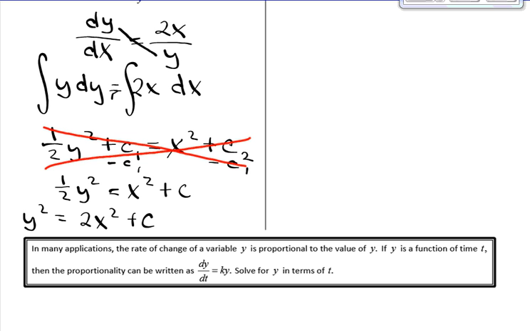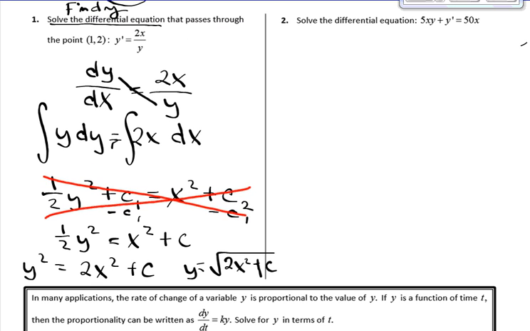Now, those two plus c's are different c values, but that's okay. And then finally, we would take the square root of both sides to get the square root of 2x squared plus c. Now, I want to mention something here because you notice that I didn't put the plus or minus sign here. That's because we know that this differential equation passes through the point 1, 2. So our y value is going to be positive. Therefore, the solution to our differential equation is going to be a positive square root if it's going to pass through the point 1, 2.